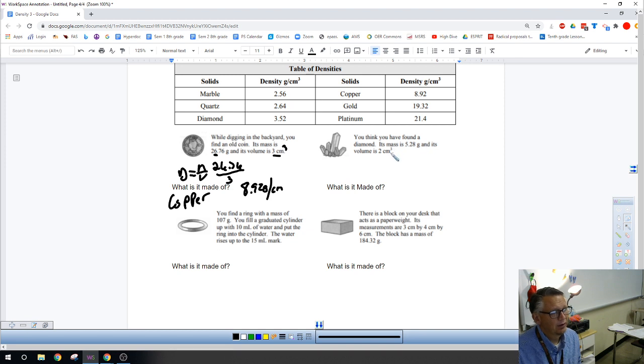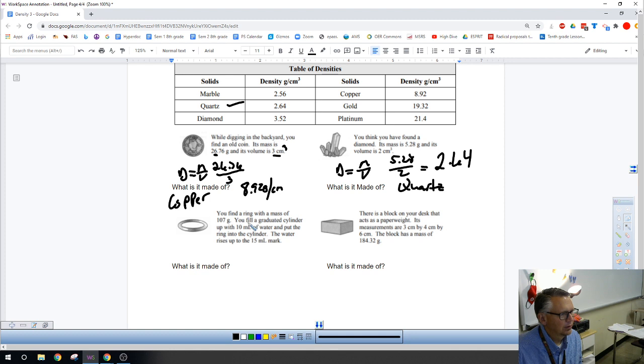So you think you may have found a diamond. It has a mass of 5.28 grams and a volume of 2. Density is equal to mass divided by volume. Our mass was 5.28 and our volume was 2. That gives me 2.64. And nope, you did not find a diamond, you found quartz.